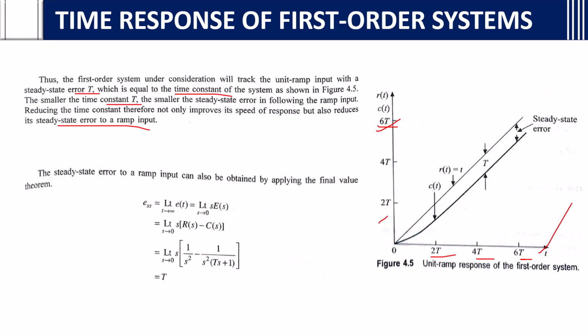The steady state error to a ramp input can also be obtained by applying the final value theorem, which you know from what we studied in module 3. Final value theorem means t tends to infinity, limit s tends to 0 of s into E of s. E of s is R of s minus C of s. R of s is 1 by s square because the input is the ramp, and C of s is what we got initially, 1 by s square into (Ts plus 1). If you substitute s as 0 here, do the calculations and take common terms, you will get the answer as T. By this also it is proved that you will get the value as T.